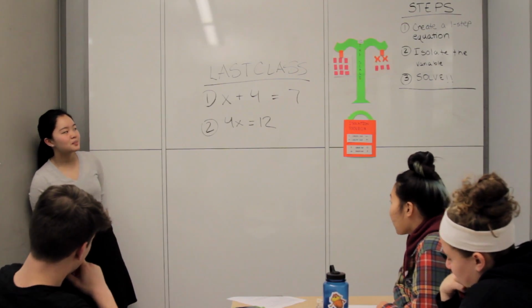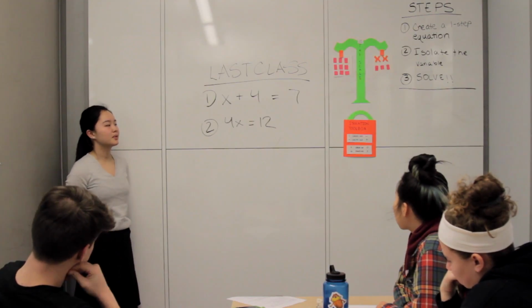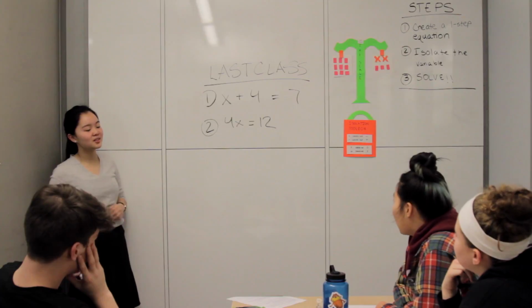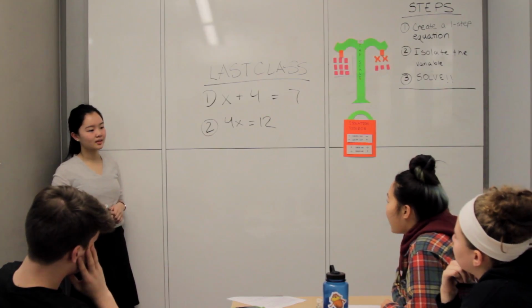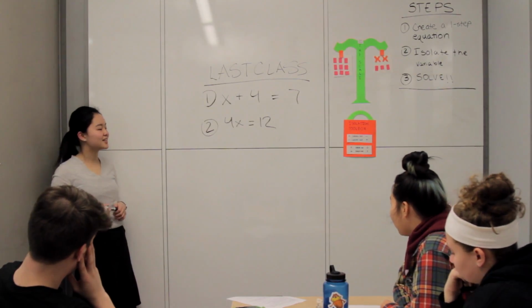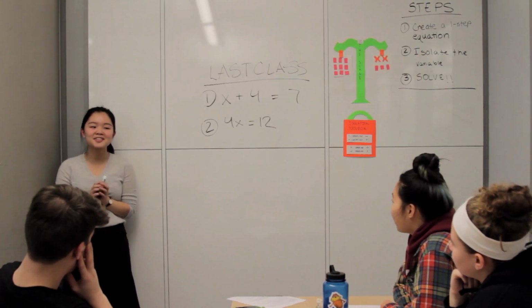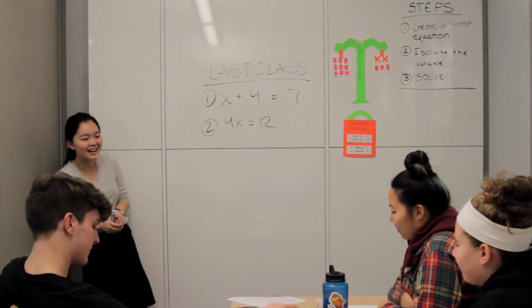Before we jump into two-step equations, let's review some one-step equations. First, Reen, could you tell me what the variable is in this first equation? The variable is x because it's the unknown value. Great job, Reen. Okay, so let's solve these two equations. I'm going to give you 3 seconds. Ready, set, go.